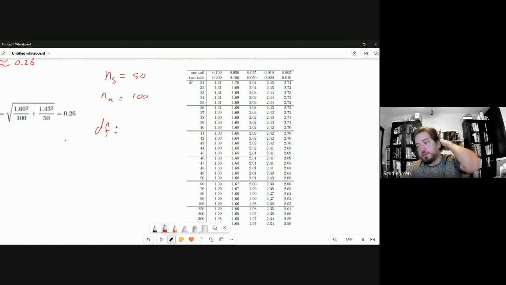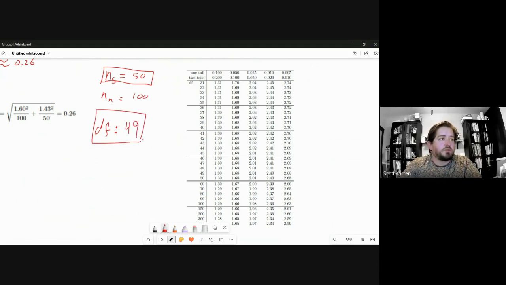And so to make these T tests as valid as possible, we have to use the worst case scenario, and the worst case scenario is the smaller N. And so I'm going to use the smaller N to figure out my degrees of freedom. So my degrees of freedom is that smaller value minus 1, so that is 49. So I have 49 degrees of freedom, which means on this chart, we're hanging out right in there, right?